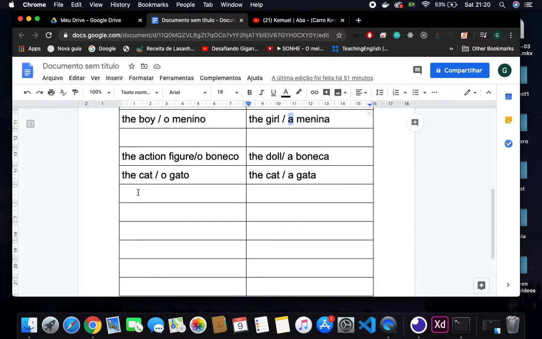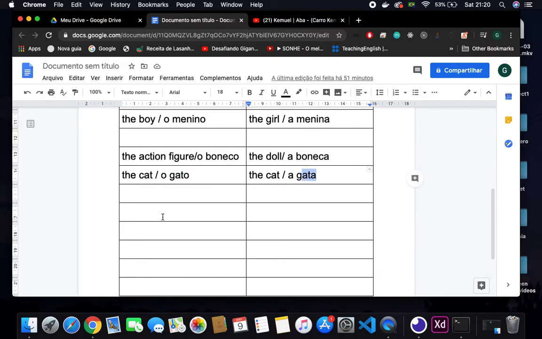So in English also, you don't say the gender when you're referring to a cat, for example. The cat, whether it's male or female, you just say the cat in English. But in Portuguese, remember, you have to differentiate here. You have to distinguish the gender. So when you say the cat, if it's male, you're gonna say o gato. Okay? If it's female, a gata.